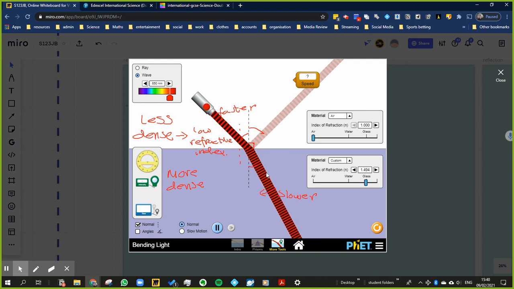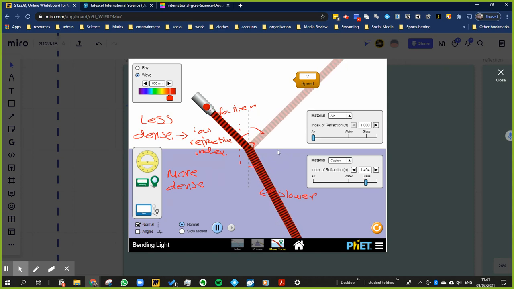Because they're moving more slowly, you can imagine a piece of paper being pulled across while something's doing this. If it's being pulled across slowly, then the lines would be close together. If it's moving more quickly, the lines would be further apart. That's kind of like what's going on.